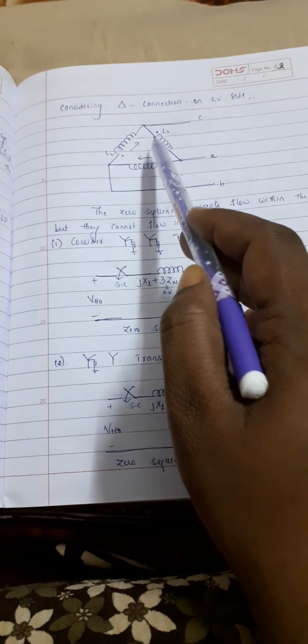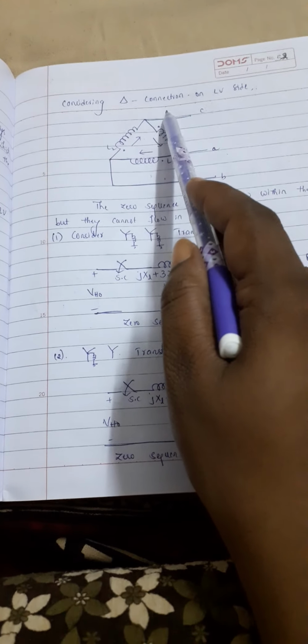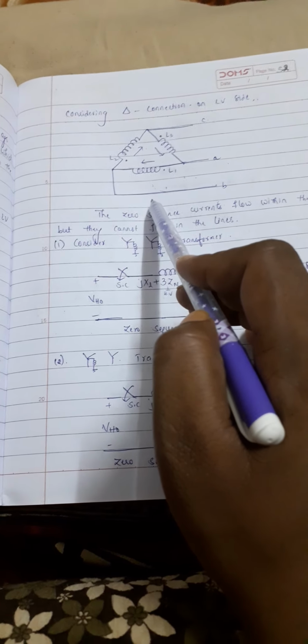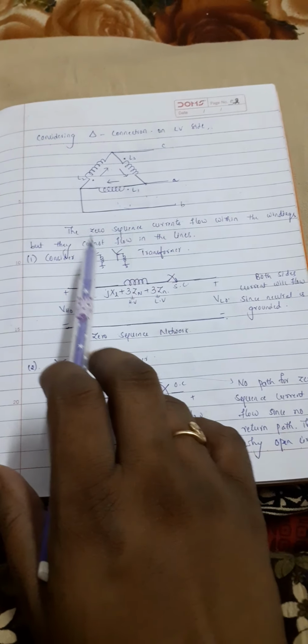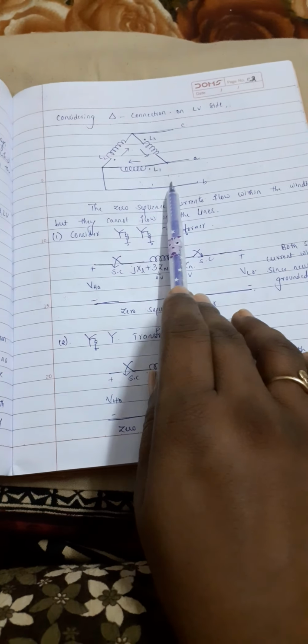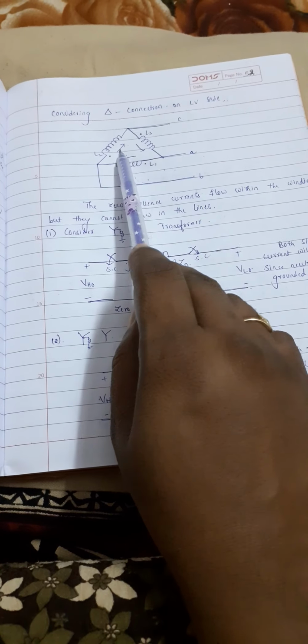Now if you observe, these currents will flow within these windings only. They will not come out of these windings and flow through the lines. So that's why the zero sequence currents flow within the windings, but they cannot flow in the lines. So you have to keep in mind that when there is a delta, no current flows through the lines, but the current flows within the windings.